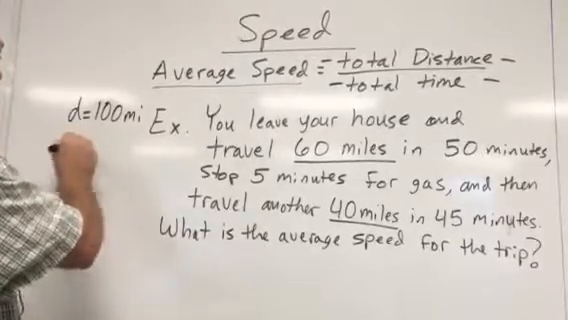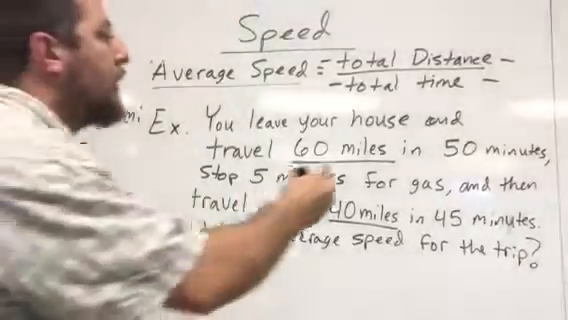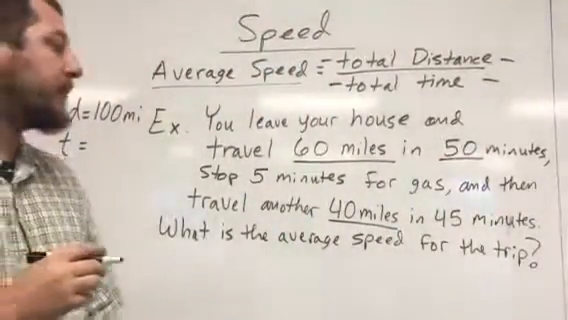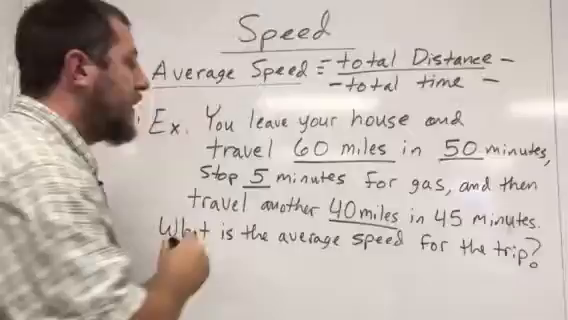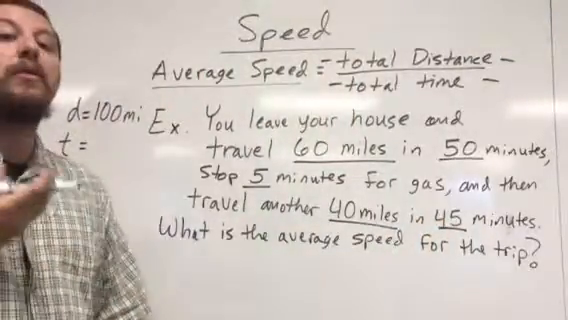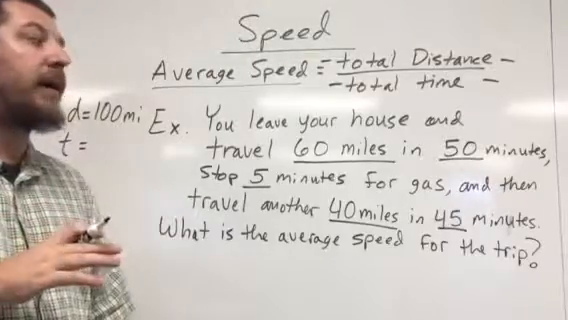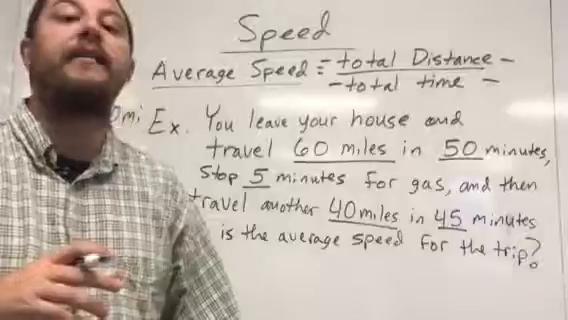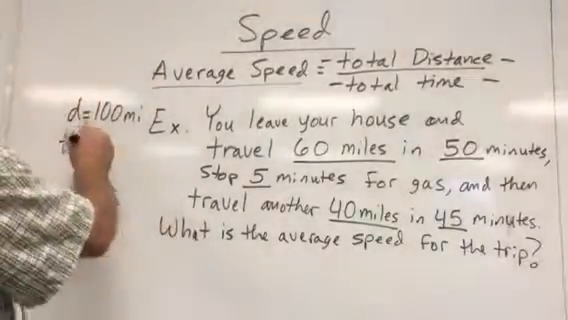And what about my total time interval? Okay, so my first time interval, I traveled 60 miles in 50 minutes, and then I stopped 5 minutes for gas, and then I traveled another 45 minutes. Okay, so what was the total time it took me to take my trip? Well, it was 50 plus 5 plus 45, which is 100 minutes.